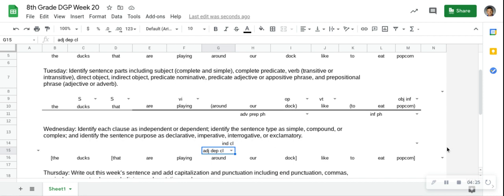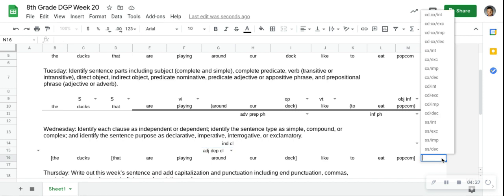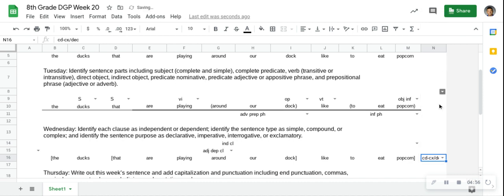Okay. Now, the next thing you need to figure out, since you have an independent clause and a dependent clause, is this a simple sentence, which is just one single independent clause? Is it a compound sentence, which is two independent clauses put together? Is it a complex sentence, which is an independent clause and a dependent clause put together? Or is it a compound complex sentence, which is more than one independent clause and then a dependent clause? Well, we only have an independent clause and a dependent clause, so we fall into this complex category.